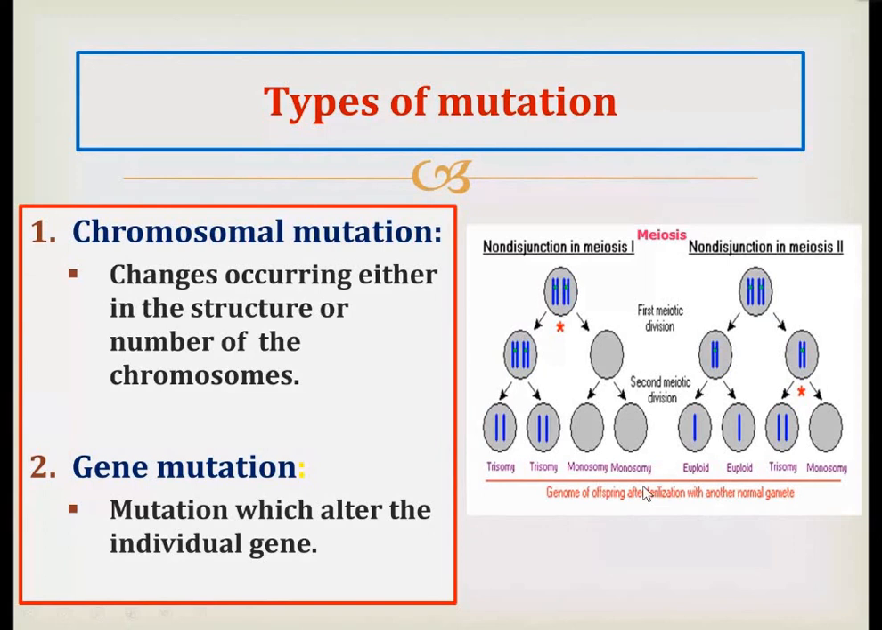this one will have three and this will have 1, this will have 1. So these two are known as monosomy, these two will be trisomy when they get fused with the healthy other cell.